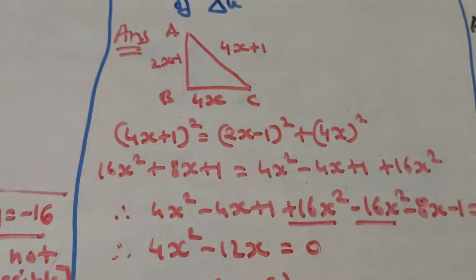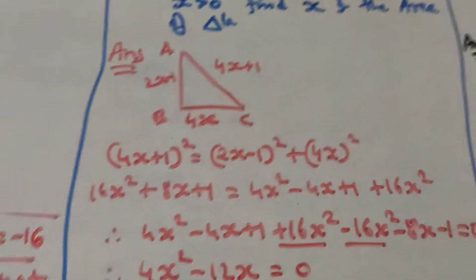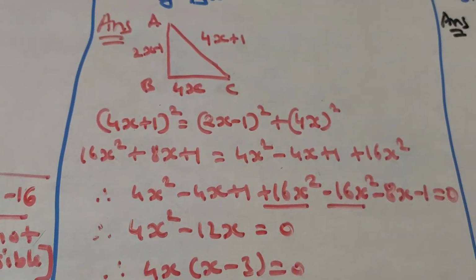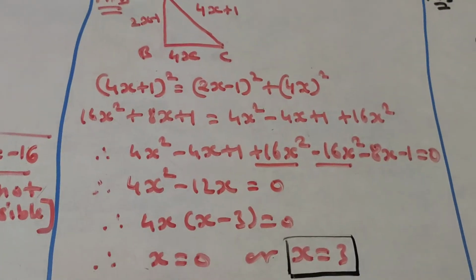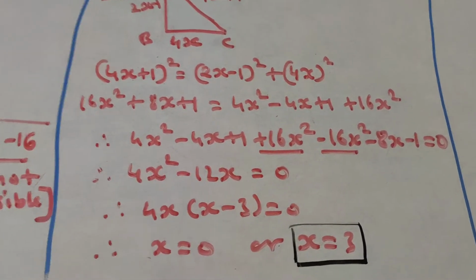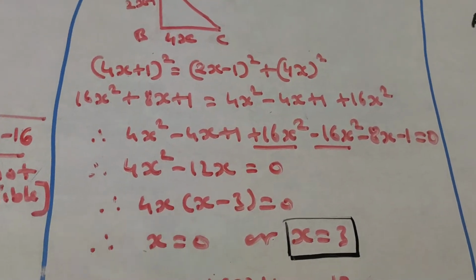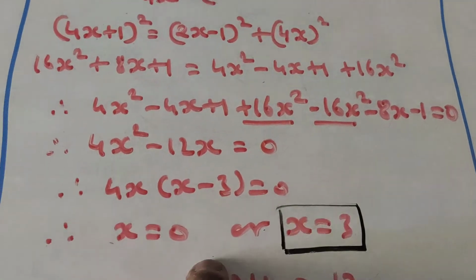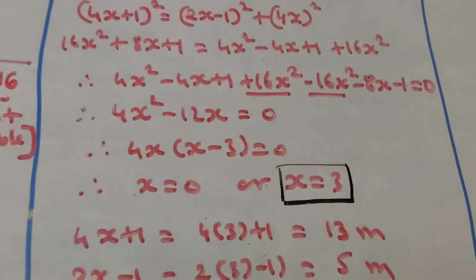Simplifying and expanding those values in the formula of Pythagoras, you get 4x square minus 12x equal to 0. Now 4x is common, so 4x times x minus 3 is equal to 0. 4x equal to 0, that means x equal to 0, or x minus 3 is equal to 0. When you put x minus 3 is equal to 0, it becomes x equal to 3. X equal to 0 is not possible, so we will take x equal to 3.